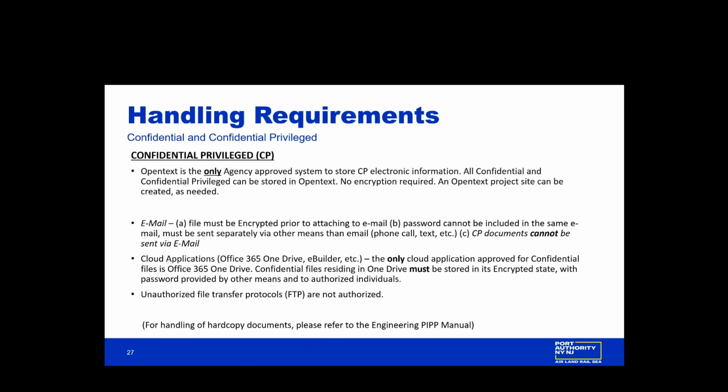So the Engineering PIP Manual will also give further guidance on how to handle confidential and confidential privilege information. Special handling is required for CNCP information, just be aware of that. The documents can only reside within the Port Authority's open text environment, so that may be cumbersome. Also, to view these documents, the firm or vendor is required to undergo the Port Authority security protocols to gain access, which is usually your NDAs and your SWAC requirements. So be careful when you're marking documents not to overmark them.